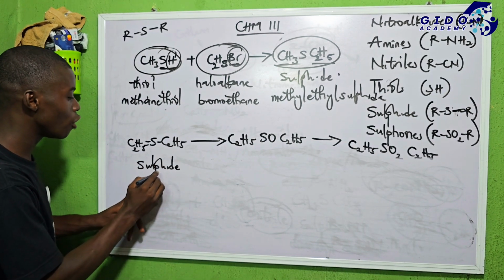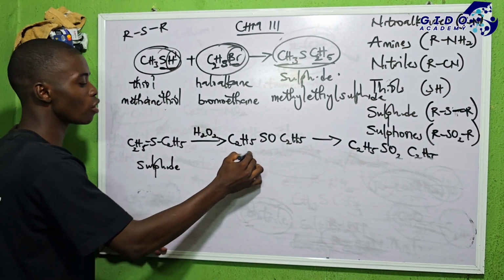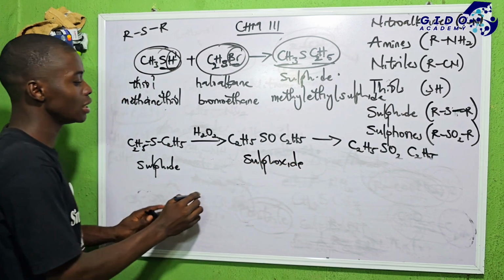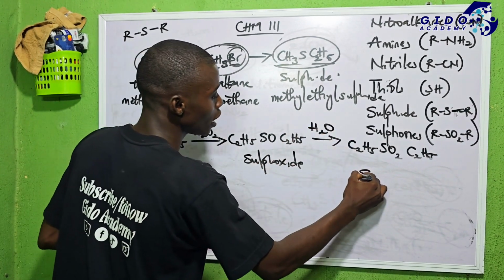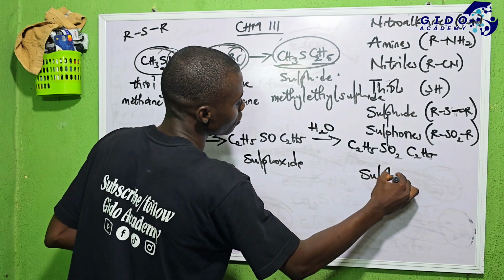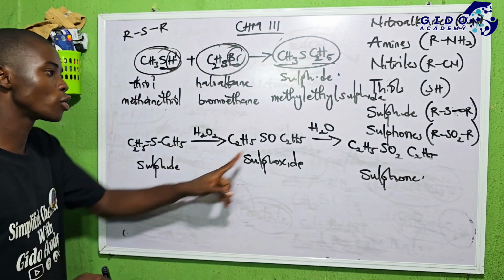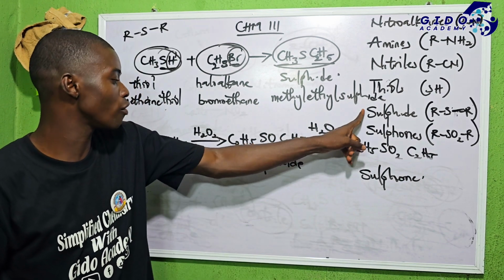And if you oxidize sulphide in the presence of hydrogen peroxide, it's going to give us a sulfoxide. And this sulfoxide, if you further oxidize it, it's going to give us a sulphone. So the complete oxidation of sulphide will give us sulphone, but the partial one is going to give us sulfoxide.